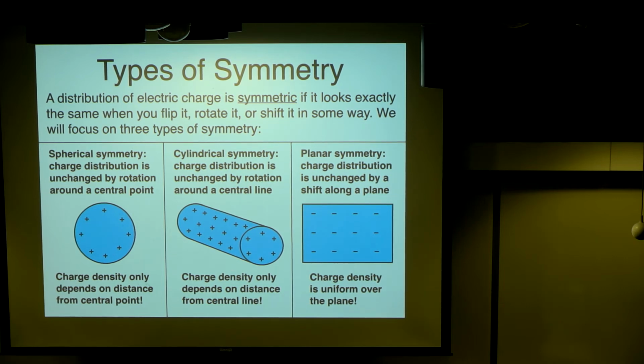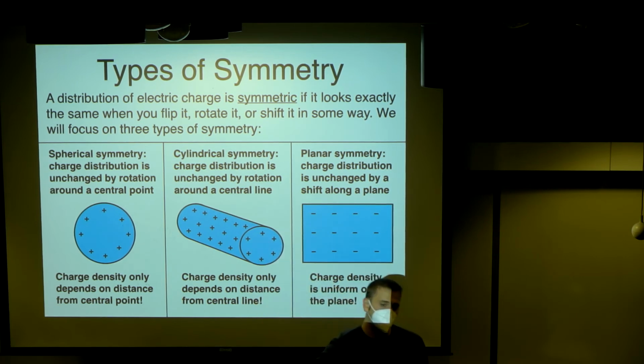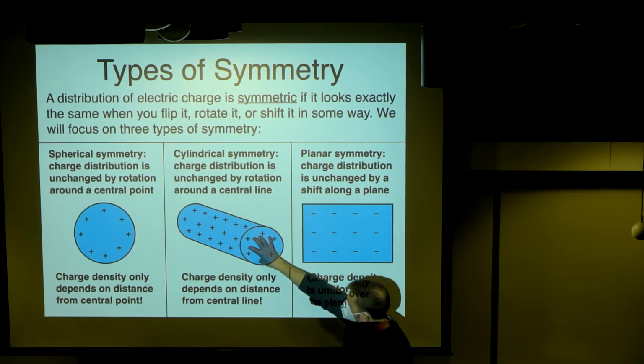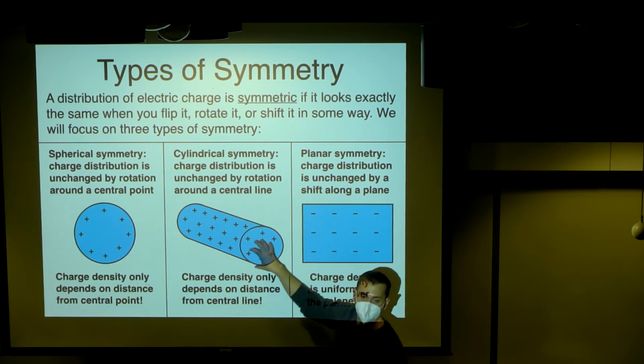Another type that we're going to see is cylindrical symmetry. So when we have a cylindrically symmetric charge distribution, that means the charge distribution looks exactly the same even if we rotate it, not around a point like with a sphere, but around a central line.